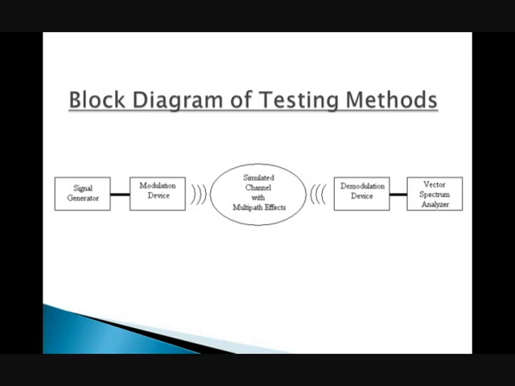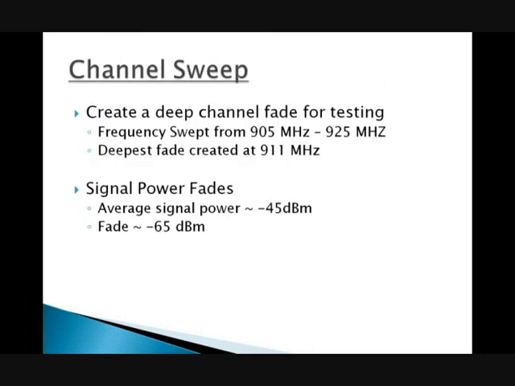Here is just a basic block diagram of the testing methods we used. Our goal was to produce a deep channel fade using multipath effects somewhere within our frequency sweep. We managed to create one at 911 MHz, and the fade is about minus 65 dBm, where the average signal power is about minus 45 dBm.